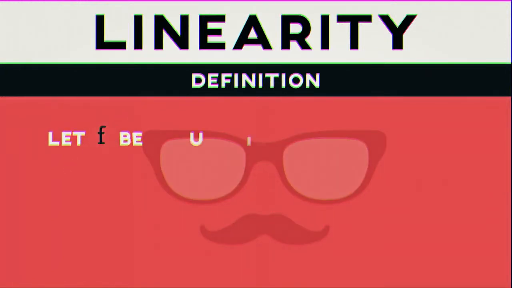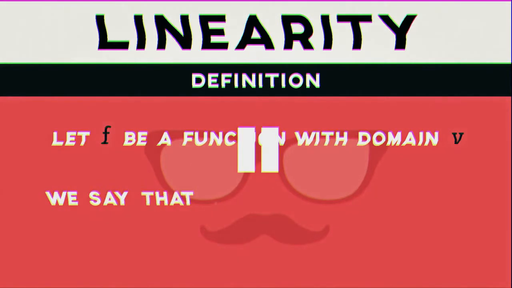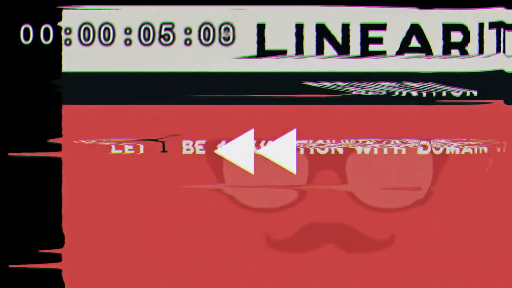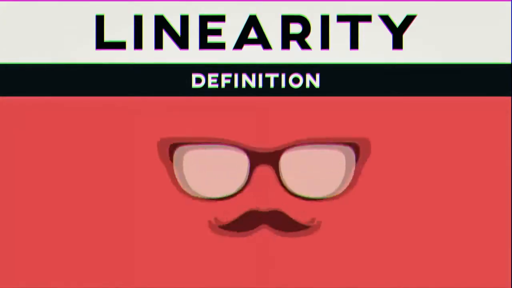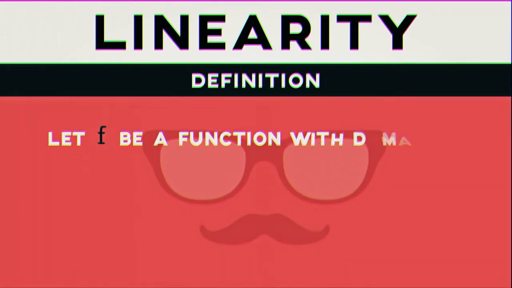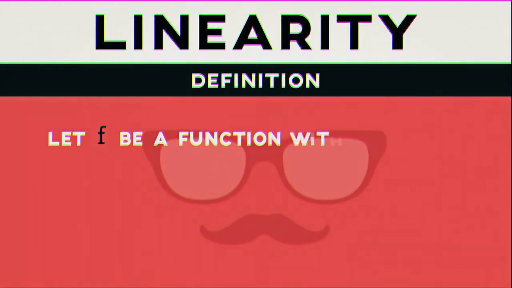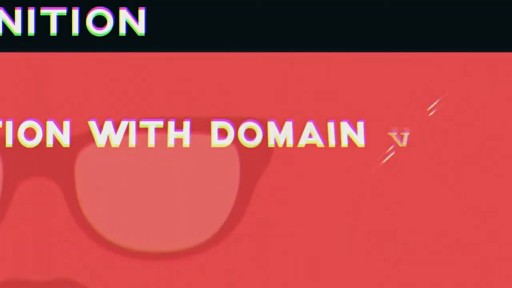Let f be a function with domain V. We say that... Notice that I cheated in the definition of a linear function. Let f be a function with domain V. I never defined its domain and just left it as a V. Function with domain V.